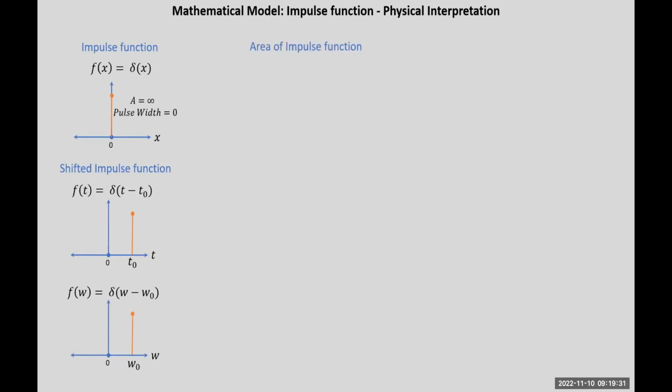Now, we'll see some peculiarities or characteristics of the impulse function, and one of the important characteristics is the area of the impulse function. This understanding will help you to solve many mathematical problems. So first, we'll see how to calculate the area under the impulse function. It is slightly difficult because its amplitude is infinite and pulse width is 0. So how can one model it?